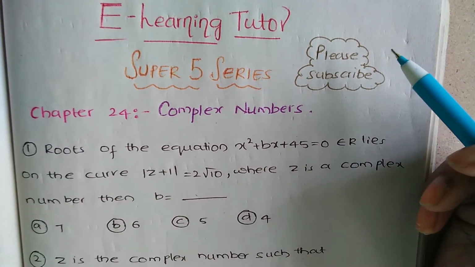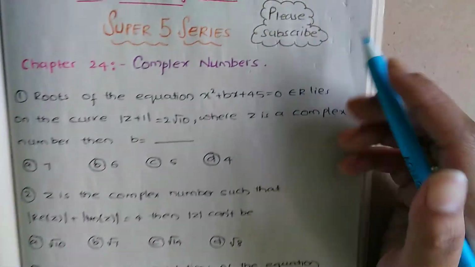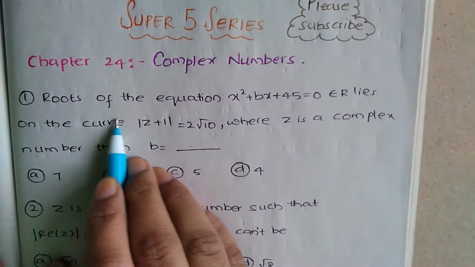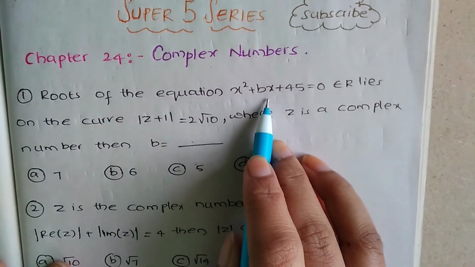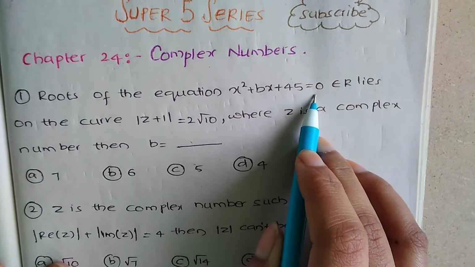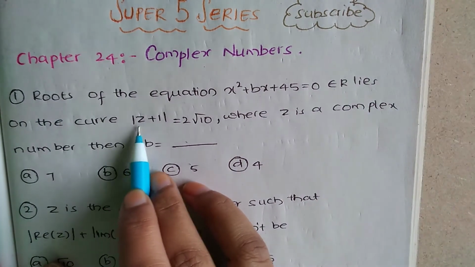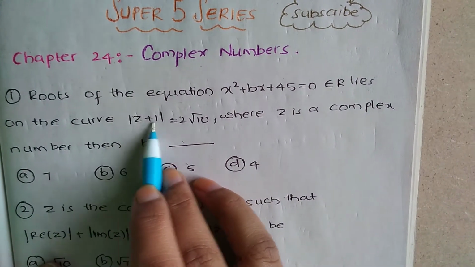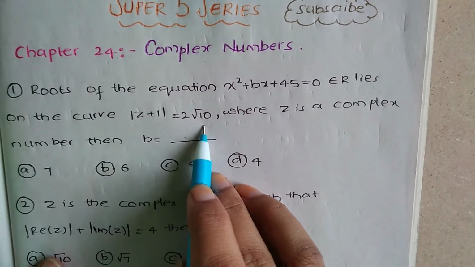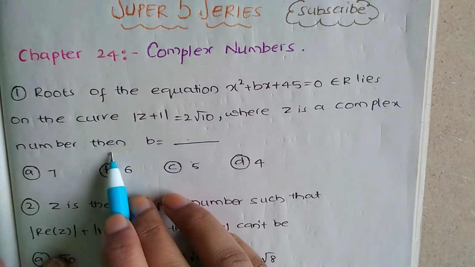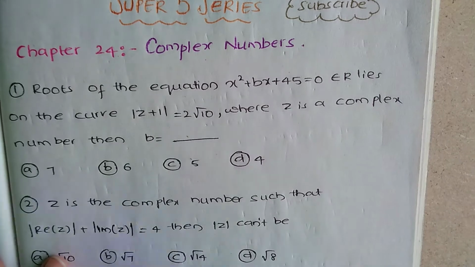First have a look at all 5 questions. Yes, let's start. First question. Roots of the equation x square plus bx plus 45 is equal to 0, b belongs to R, lie on the curve mod of z plus 1 is equal to 2 root 10, where z is a complex number. Then b is equal to how much?